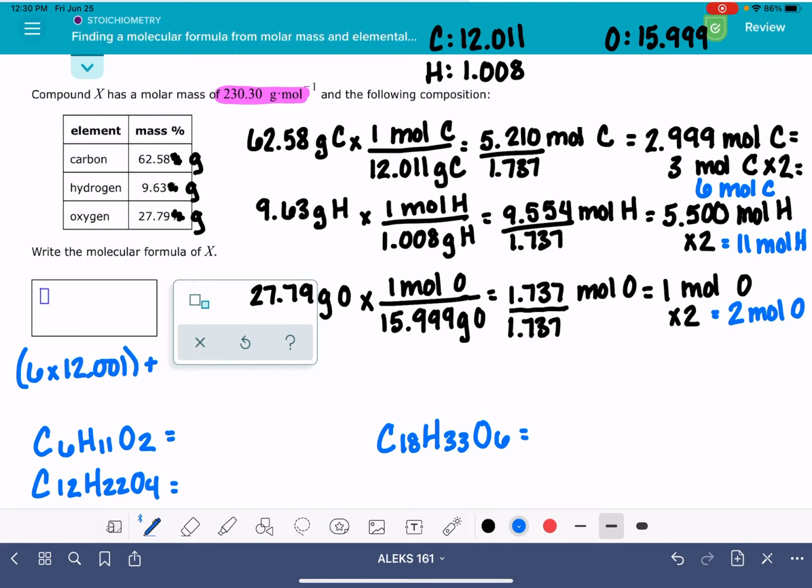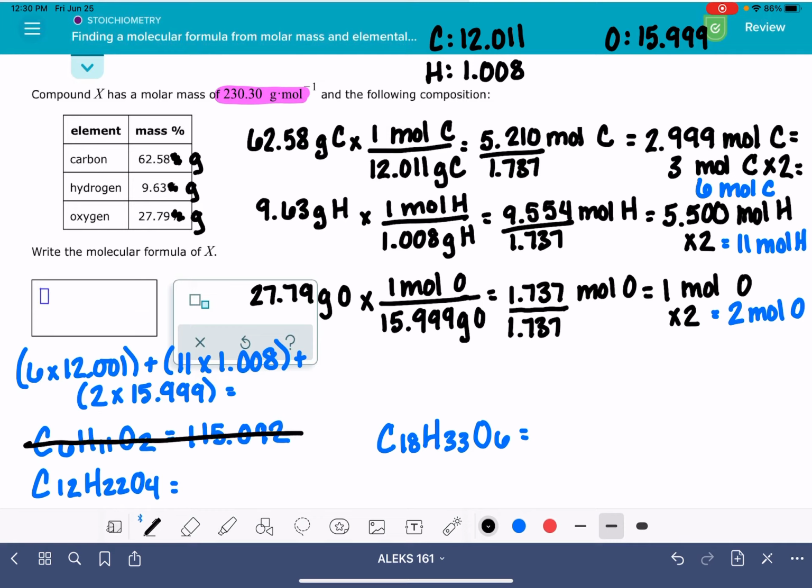What am I doing here? I'm adding up the mass of all of these elements. The 6 carbon atoms, which are each 12. The 11 hydrogen atoms, which are each 1.008. And the 2 oxygen atoms, which are each 15.999. And we'll see what that gets me. 6 times 12.001 plus 11 times 1.008 plus 2 times 15.999 gets me 115.092. That does not match up with 230, so I know that this is not my molecular formula.